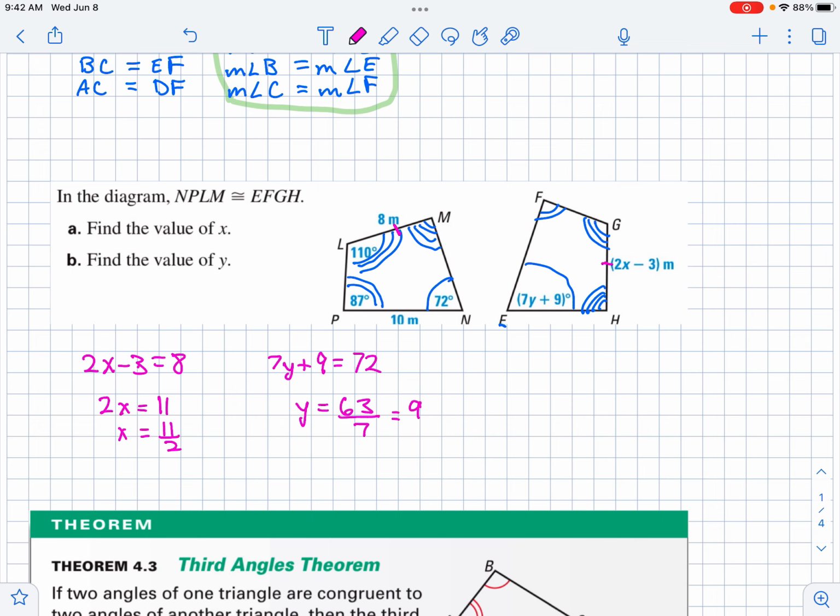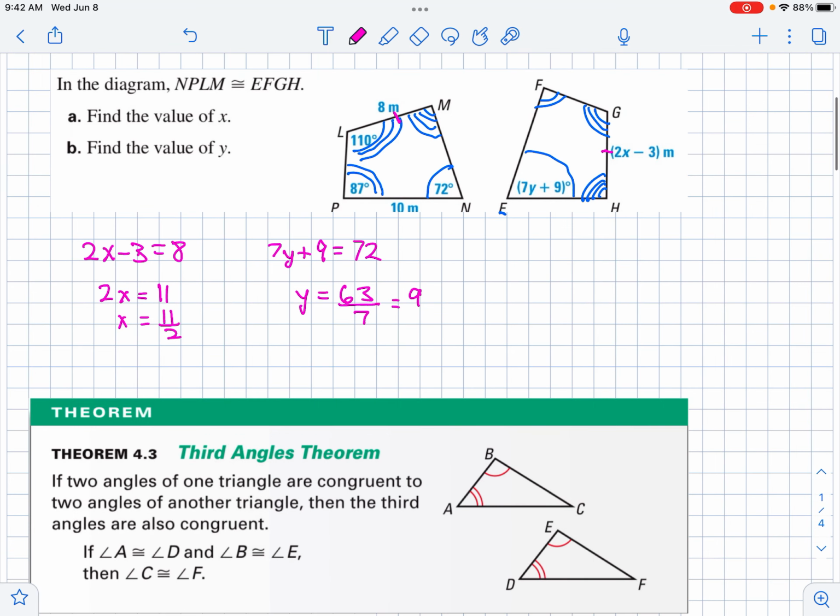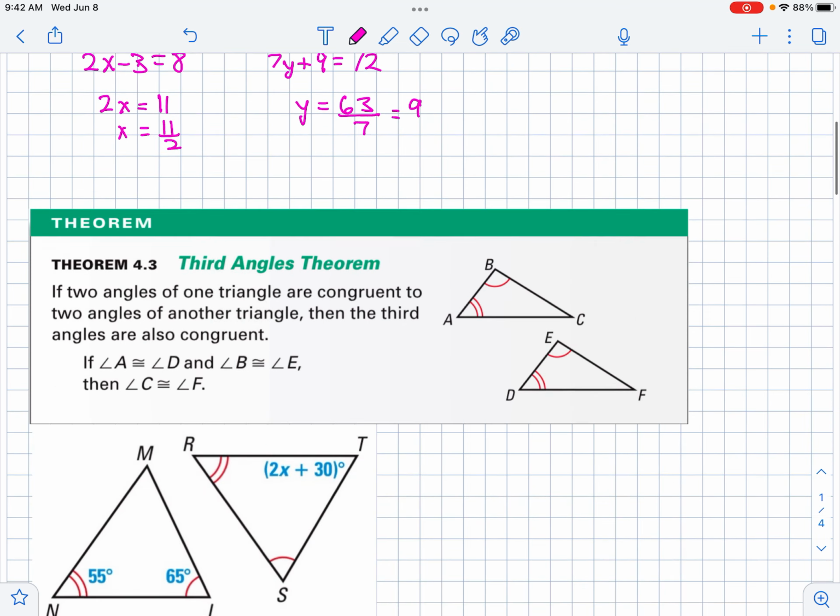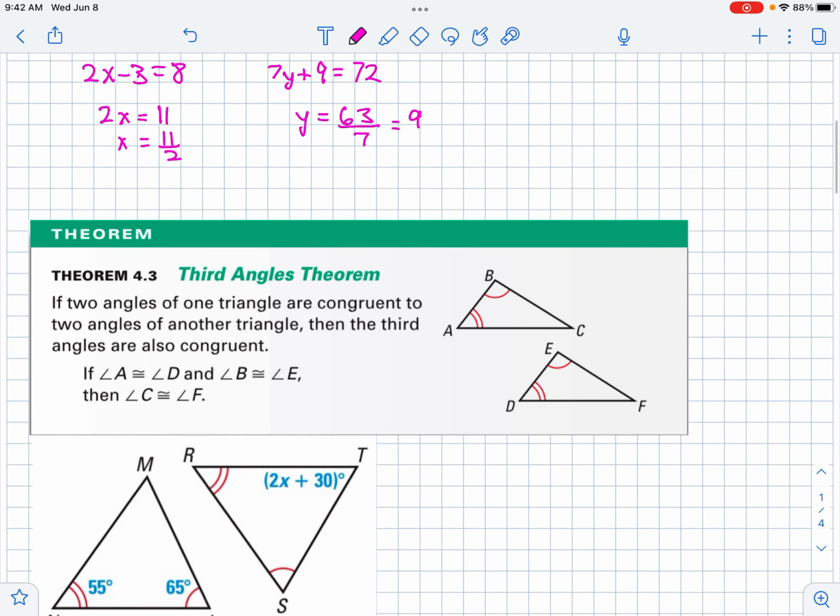Now, of course, we're dealing with triangles, so we want to start looking for ways to show that triangles are congruent. And the first thing we're going to look at is the third angles theorem. If two angles of one triangle are congruent to two angles of another triangle, then the third angles are also congruent.